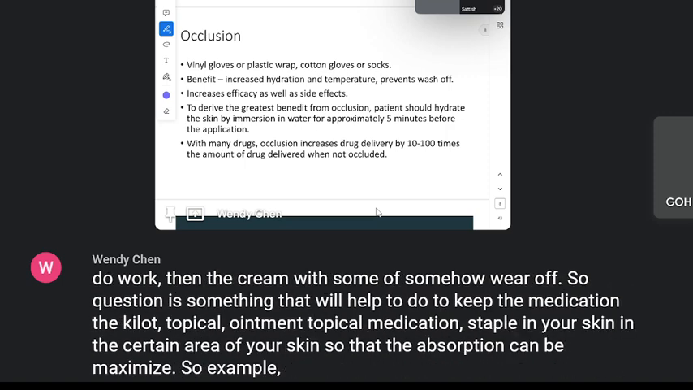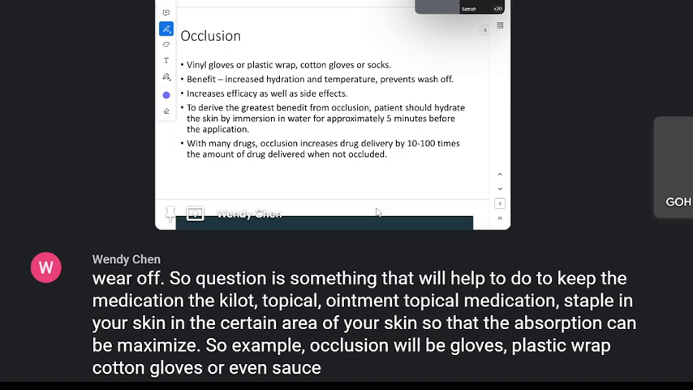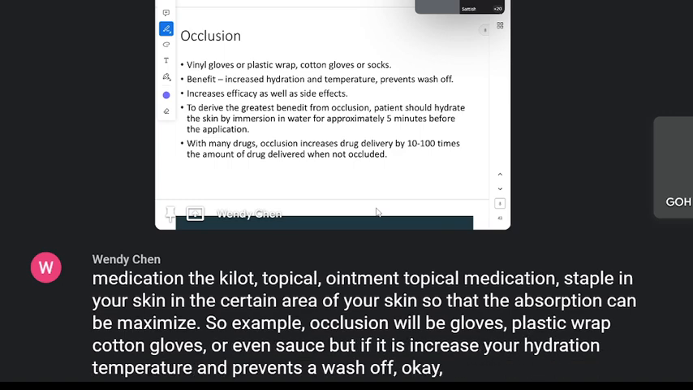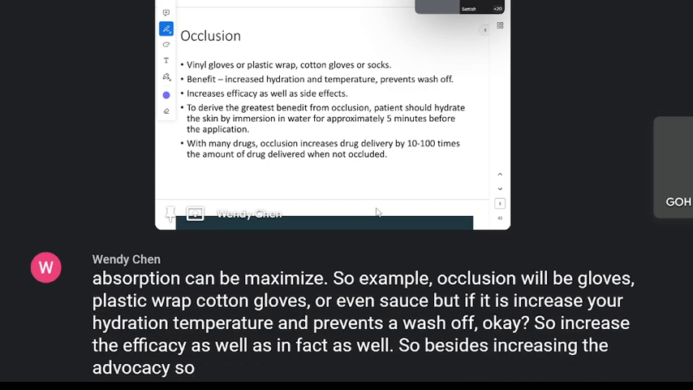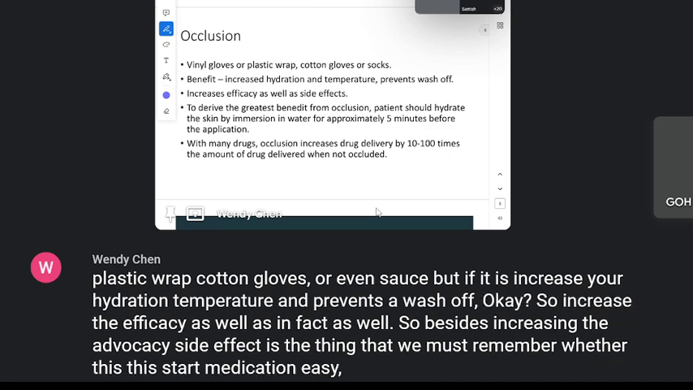Examples of occlusion are gloves, plastic wrap, cotton gloves, or even socks. The benefits are increased hydration and temperature, and it prevents wash off. Okay, so it increases the efficacy as well as the side effects. So besides increasing the efficacy, side effects are something that we must remember, whether this type of medication is suitable for occlusion.